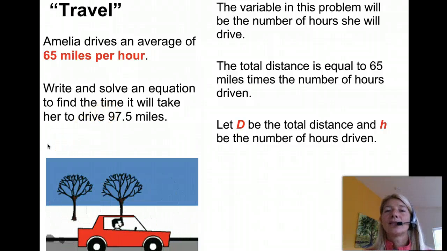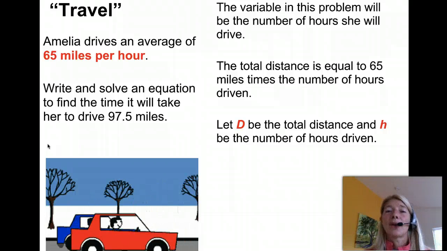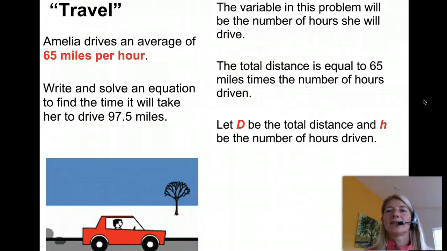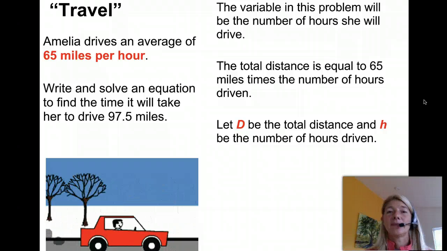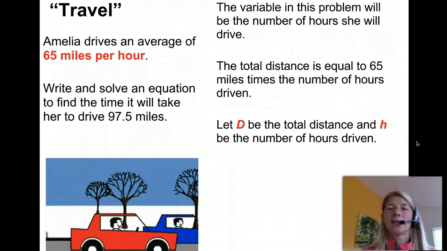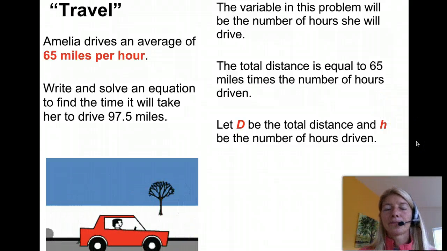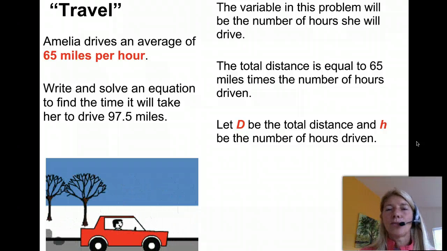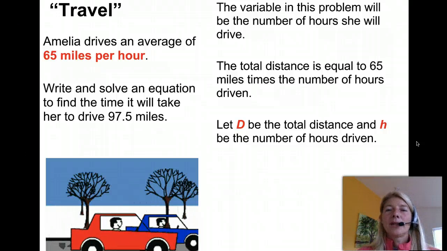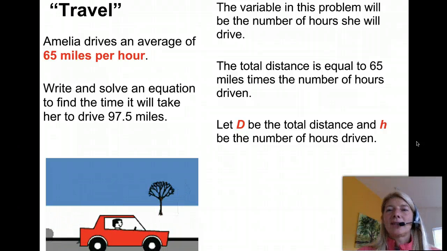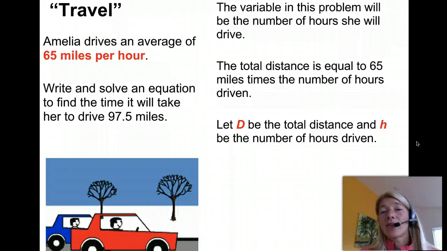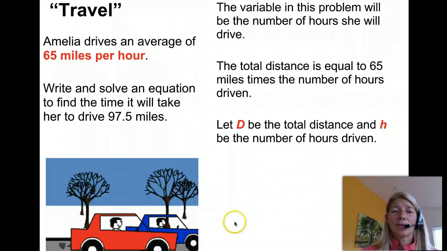The total distance is equal to 65 miles times the number of hours driven. So this middle part right here is really going to be what our equation amounts to. Total distance is equal to 65 times h, right? Hours driven. Now, if you look down here, it's saying let d be the total distance and h be the number of hours driven. Many times when you're graphing, you see these as x and y, but we can use other variables to represent x and y that make more sense in our problem. D just makes sense to think about as distance rather than y, and h, it makes sense to have it be hours rather than x. So you can change the variables if you want.